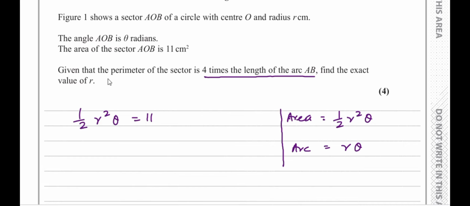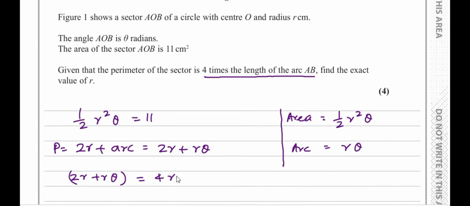So what's the next equation? Given that the perimeter of the sector is 4 times the length of arc AB. All right. So perimeter is equal to, you can see from the sector, there are 2 radii there, plus there is an arc length, right? That is equal to 2r plus r theta. So this perimeter is 4 times the length of the arc. That means we can say 2r plus r theta on one side is equal to 4 times r theta on the other.